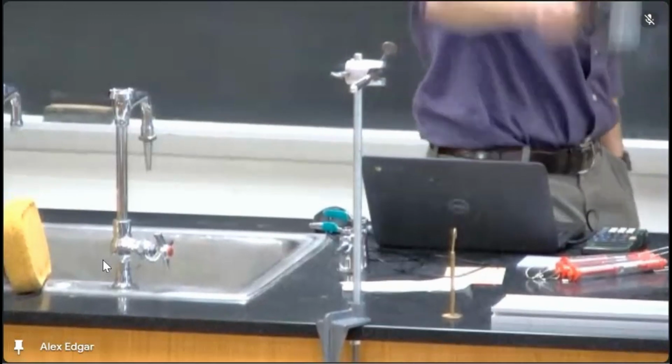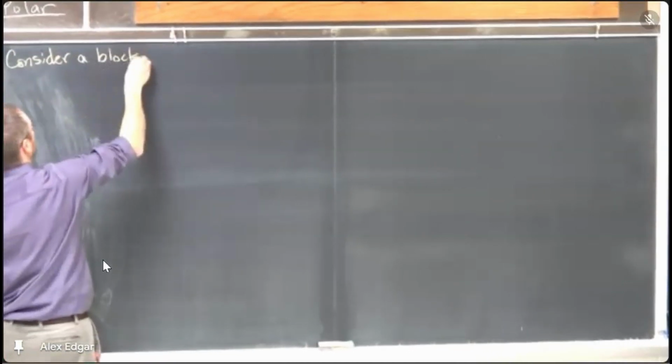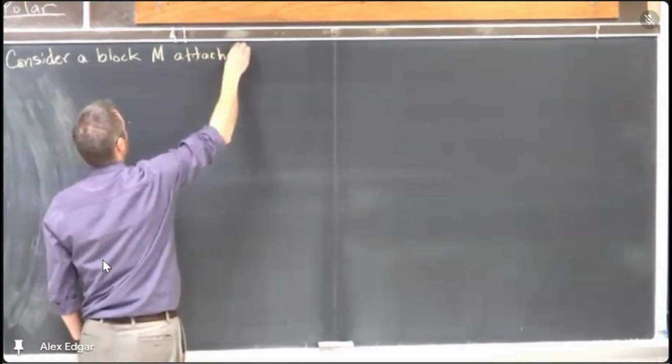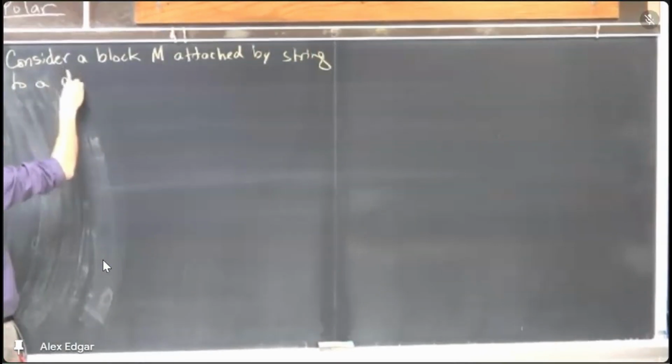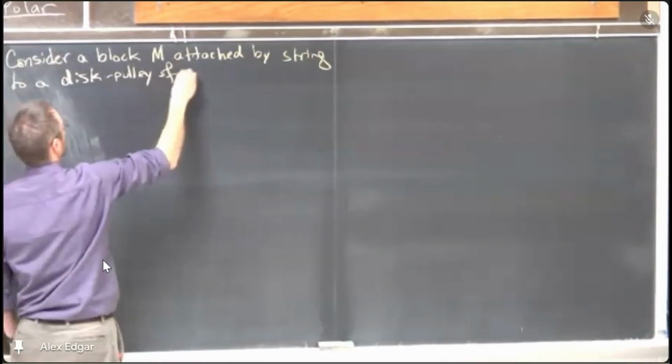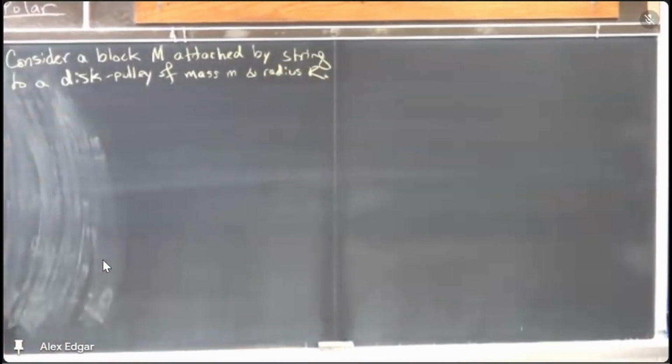in my calculation. Let's do that one. There we go. Yeah, let's just use a disk. Let's pretend the whole thing is a disk. Let's consider block M attached by string to a disk pulley of mass M and radius R. And what we're going to do is we're going to let the mass fall, and we need to do this again.